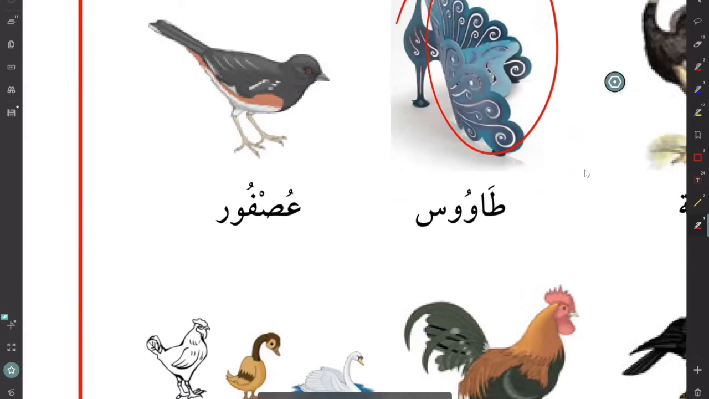Usfur can be translated in two ways. One as a general bird, just a bird. You can say Usfur for any bird. But Usfur specifically refers to sparrow. The sparrow bird, a small sparrow bird.